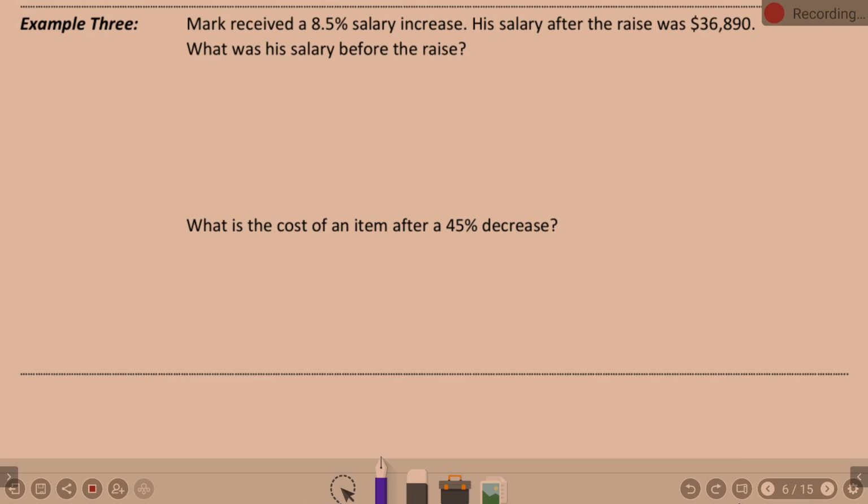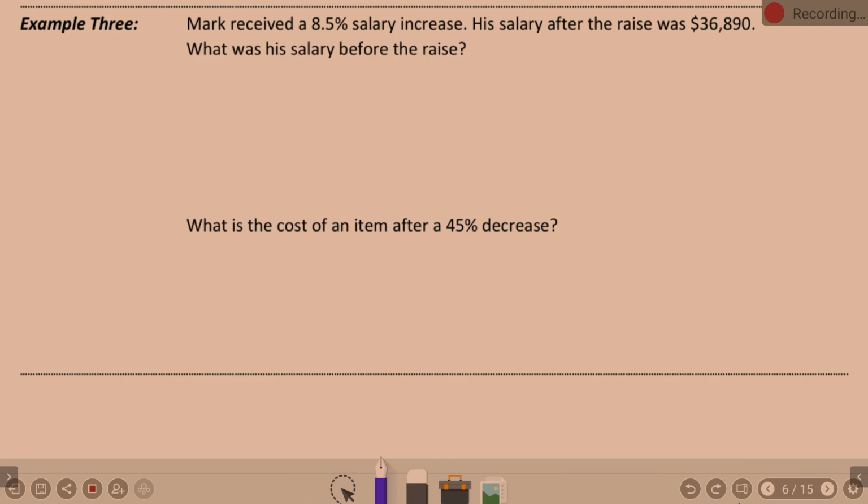I don't think that works. I think it works. 32,550. Yeah, it doesn't work. That's what I thought. Here's what makes this problem a little more difficult. They didn't give us the salary before the raise, did they? They gave us the salary after the raise is already added on.